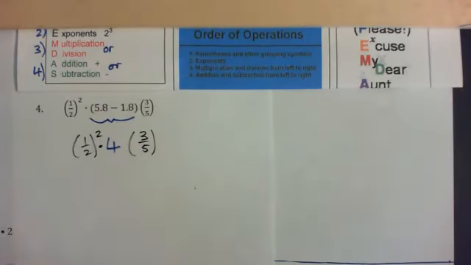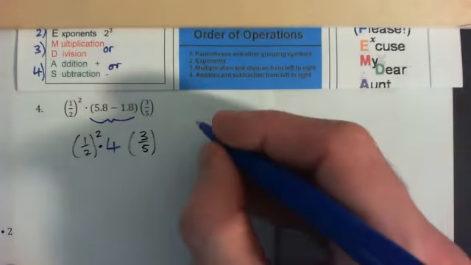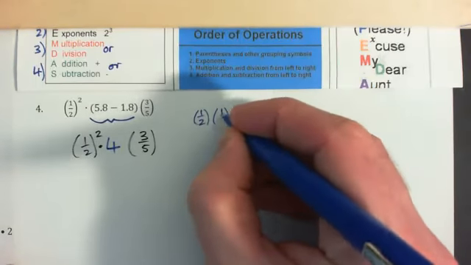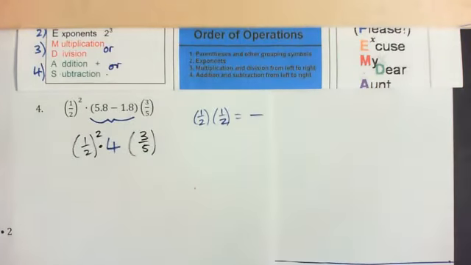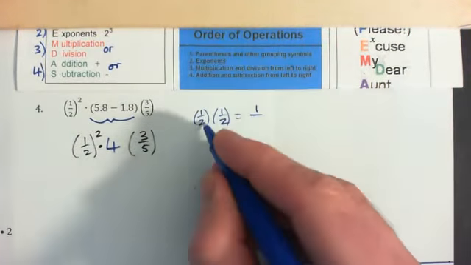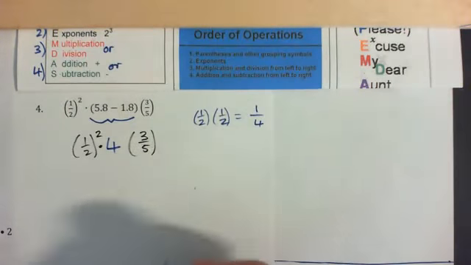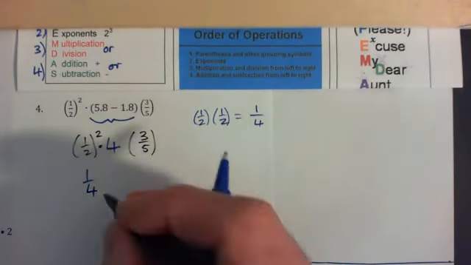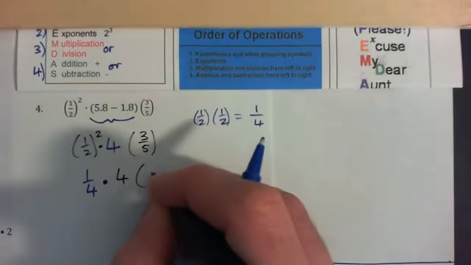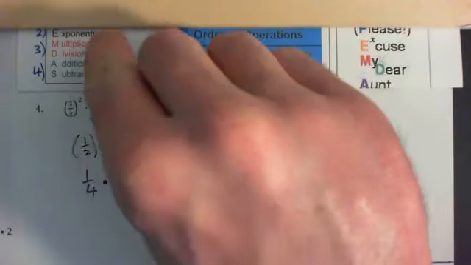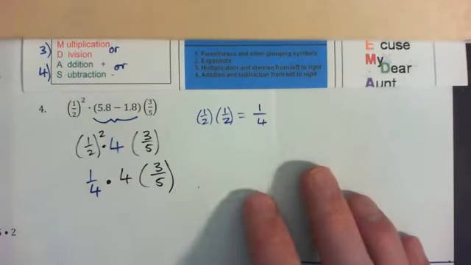We've got the 1/2 squared, right? And 1/2 squared is 1/2 times 1/2. And again, we're multiplying fractions. When you multiply fractions, you multiply the tops, 1 times 1 to get 1, and the bottoms, 2 times 2 to get 4, 1/4, right? So 1/2 squared becomes 1/4. So we've got 1/4 times 4 times 3/5. Okay, so all the exponents are done, and now we move on to multiplying or dividing.